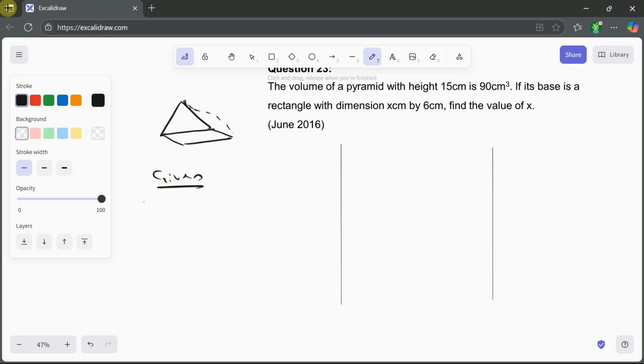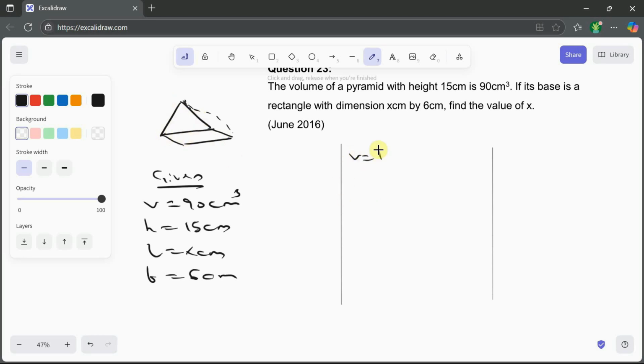We're told that the volume is 90 centimeter cube. We're told that the height is 15 centimeter. We're told that the base is a rectangle, so we can say the length is x centimeter and the breadth is 6 centimeter. Now, for a pyramid, whenever I say pyramid, remember, just know 1/3.